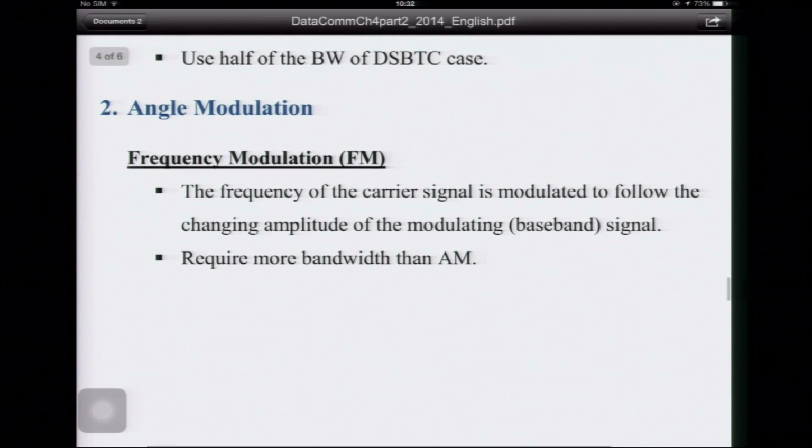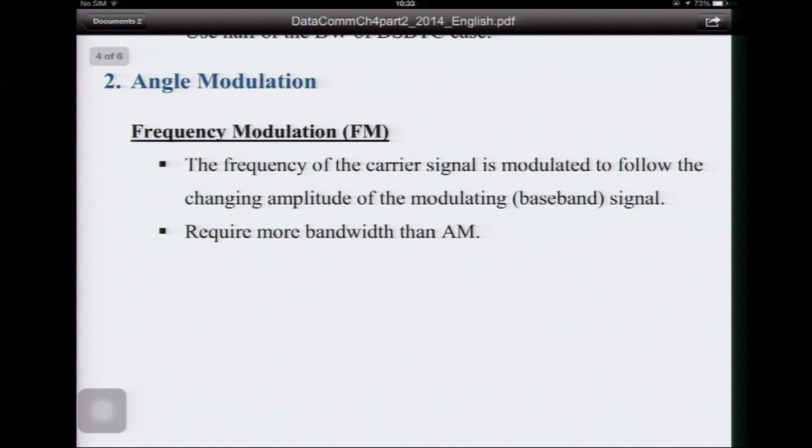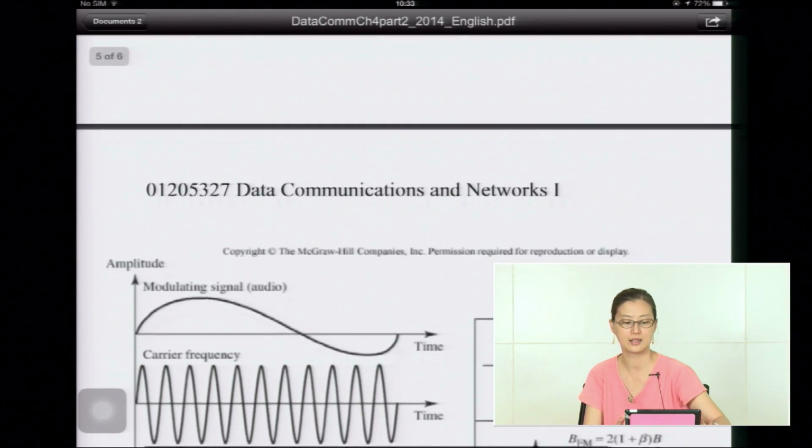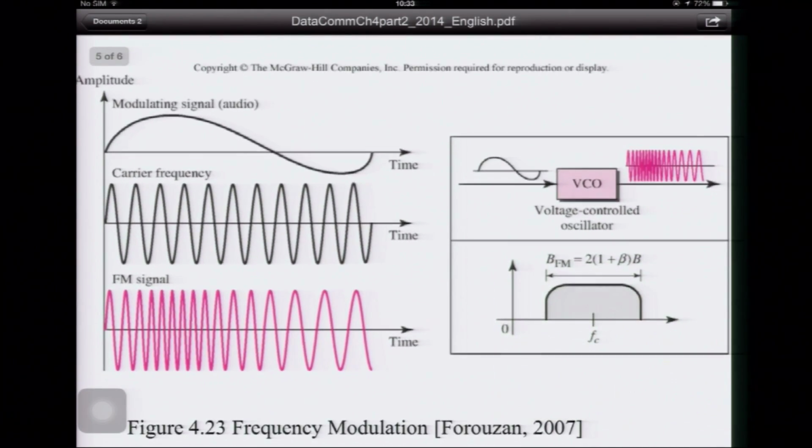The next one is angle modulation. Frequency modulation and phase modulation are both considered angle modulation. There are also other angle modulations, but these two are the ones that people know the most. For FM, or frequency modulation, the frequency of the carrier signal is modulated to follow the amplitude of the baseband. Everything follows the amplitude of the baseband. This one requires more bandwidth than AM.